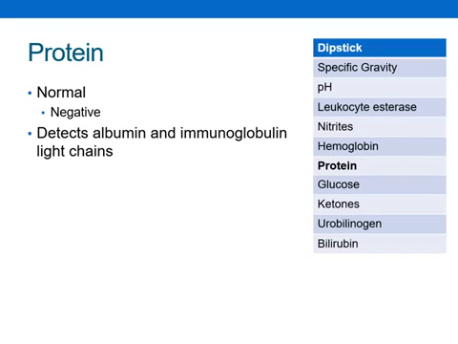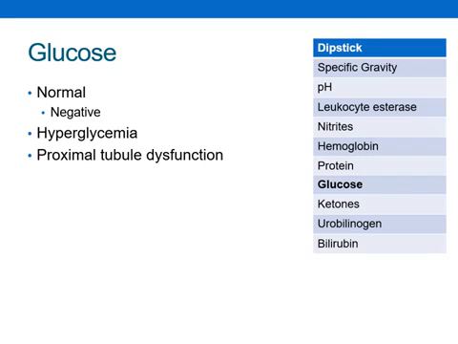So things to consider might be renal disease, but it also could be due to damage from medications, and even stress or exercise can lead to protein excretion in the urine.